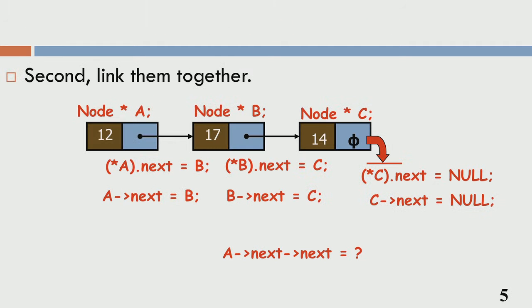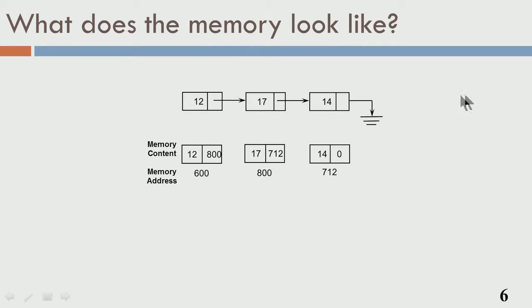Let us see how this looks in memory, as all this looks abstract. I have a list and so on. So, we want node 12 linking to node 17, and the node containing 17 should link to the node containing 14, and the node containing 14 should not point to anything more. This is what we want, and these nodes could be in different locations in memory. For instance, maybe the node containing 12 is at location 600, the node containing 17 is at location 800, and the node containing 14 is at location 712 and so on.